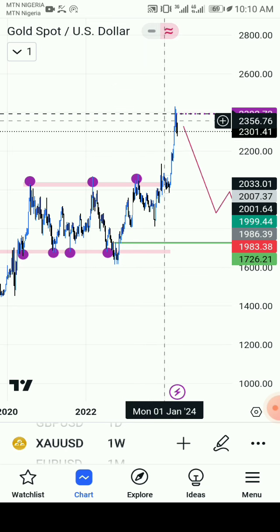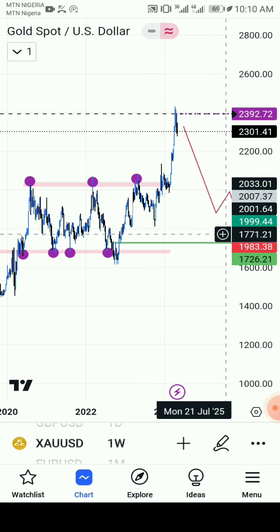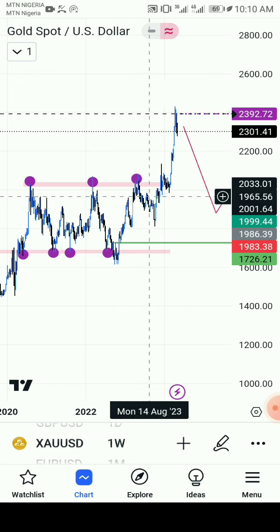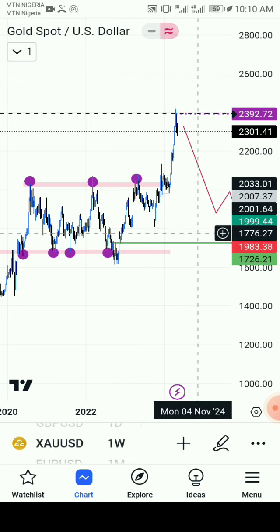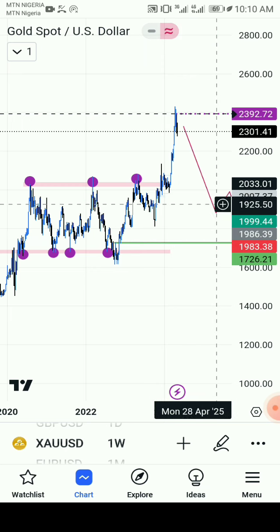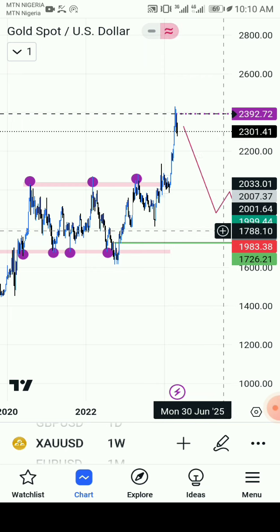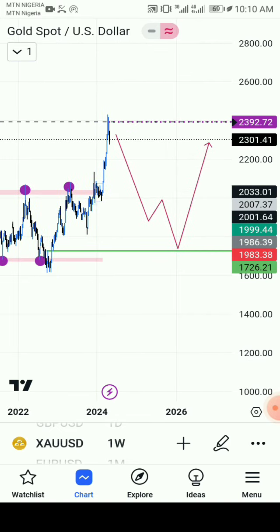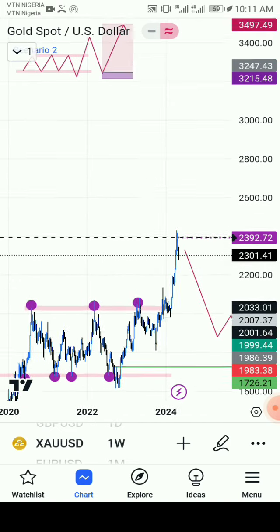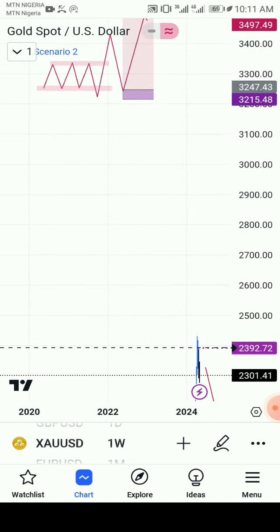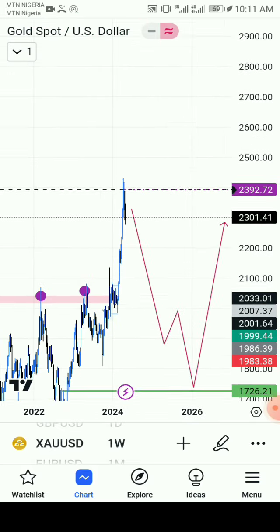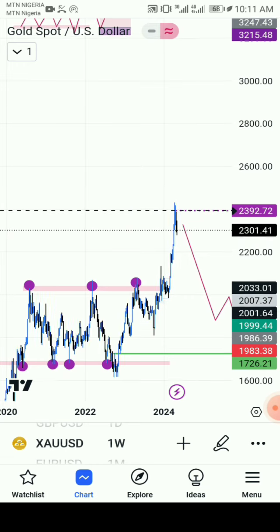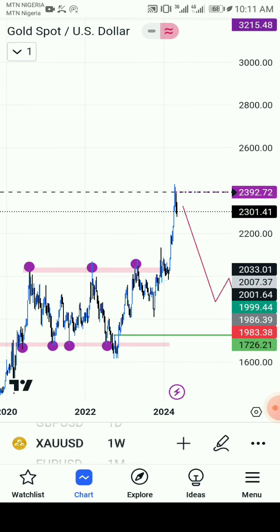Because of this manipulation, that means it's scenario 2. I'm looking for price to drop back into some levels within this range here, for price to drop back into that level, and then what will happen? We move up. I'm highly expecting that. So for now, I just want to be selling good.